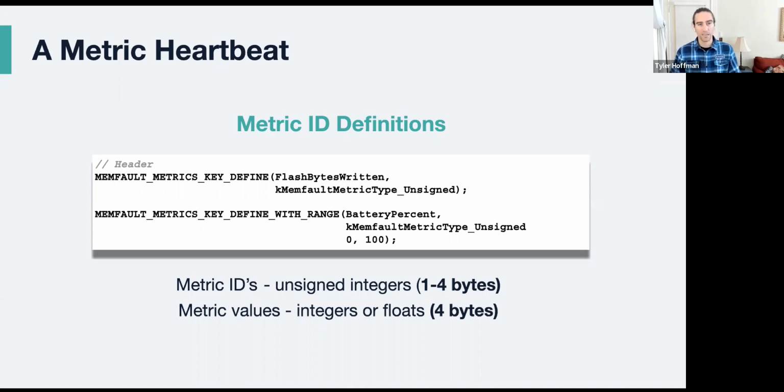In the Memfault SDK, you define your metrics in a header file. In this particular case, we're defining the flash bytes written metric, which is an unsigned metric. And we're going to track the battery percentage in an unsigned metric with a range of 0 to 100. Metric IDs are usually 1 to 4 bytes, depending on how you've implemented your library. Metric values are generally integers or floats. Depending on what kind of compression you're using, Memfault can compress integers depending on the size, but they generally range between 1 and 5 bytes.